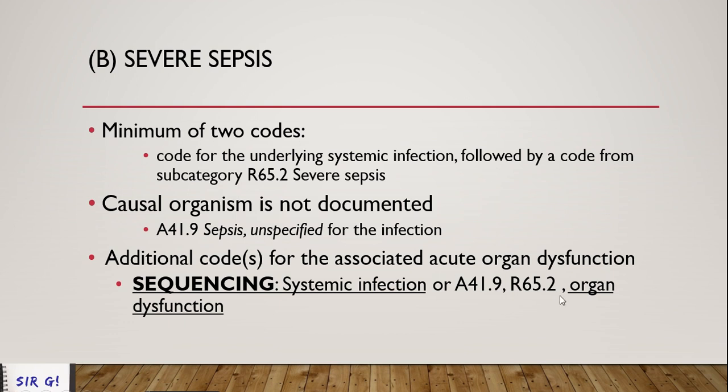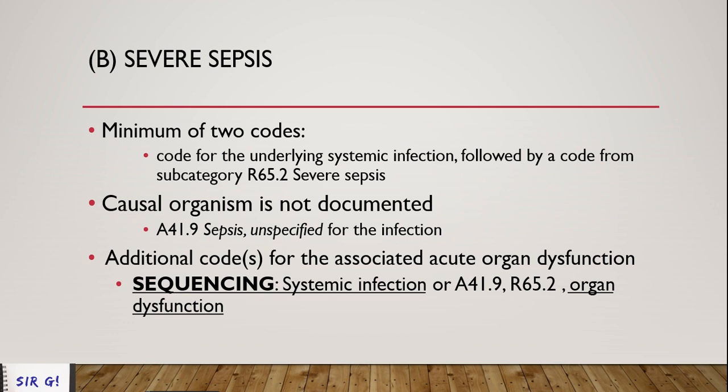What if there's no documentation of organ dysfunction, but the provider documents severe sepsis? So you may code A41.9 followed by R65.20. Okay? It's still a minimum of 2. But if there's a documentation already of organ dysfunction, you need to code for the organ dysfunction. So question, what if there's 3 multiple organ dysfunction already, or even 4 multiple organ dysfunction already?